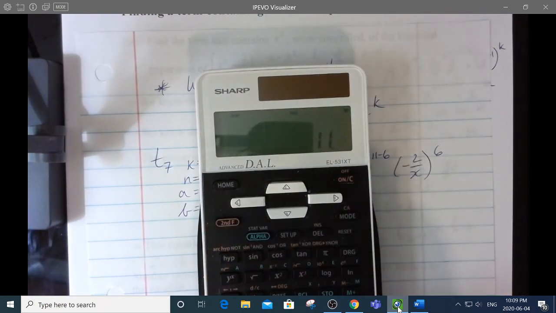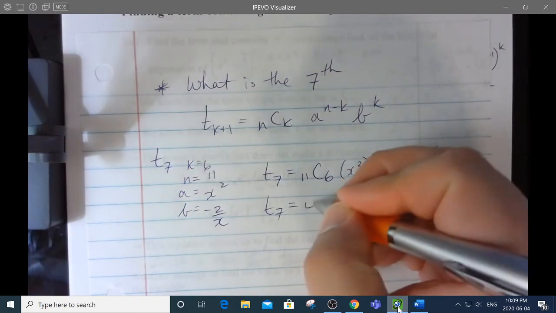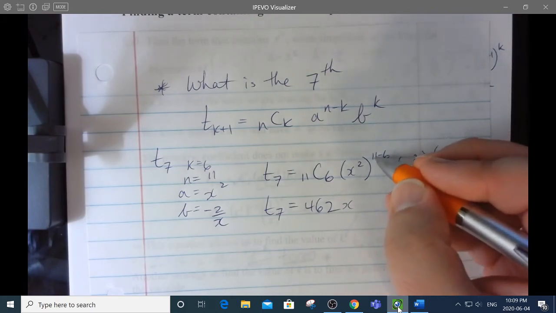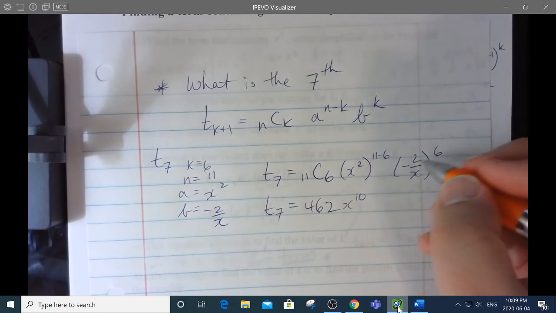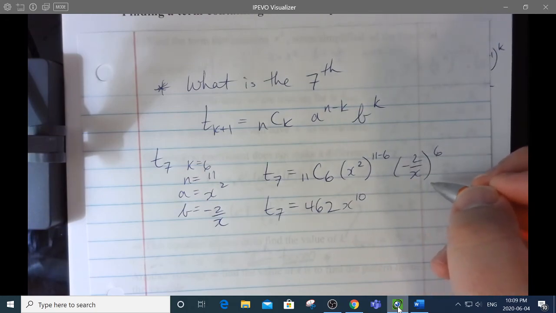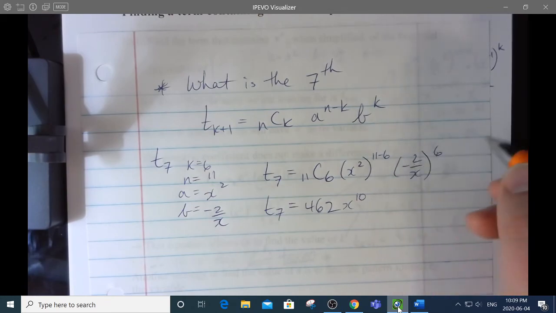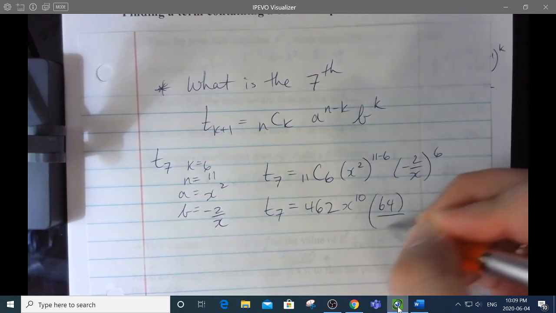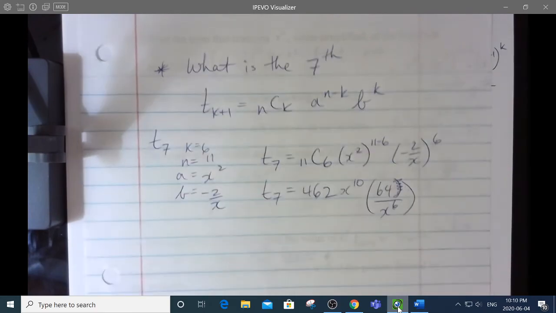11 choose 6, 462, and then times x to the, now 11 minus 6 is 5, 2 times 5 is 10, and then negative 2 to the power of 6. Okay, I do know that 2 to the 6 is 64, and the power on a negative that's even will make it just 64. So times 64 over x to the 6. I don't know why I put an extra bracket there. This is why I never write in pen.